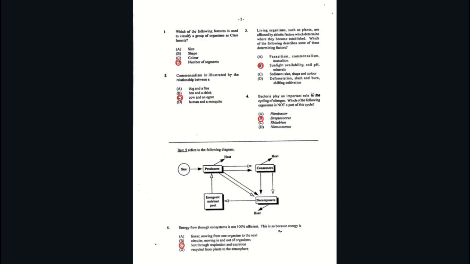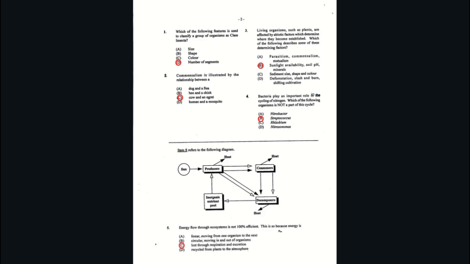We know that abiotic factors are non-living things, right? So A could not be the answer because A is describing symbiotic relationships. B is the answer because it's actually talking about abiotic factors, which are non-living things such as sunlight availability, soil pH, minerals, and basically temperature, those things, right? Those are abiotic factors. That's basically why B is the answer. The rest, we don't even really have to get into. Sediment size, shape, color has nothing to do with the question really.